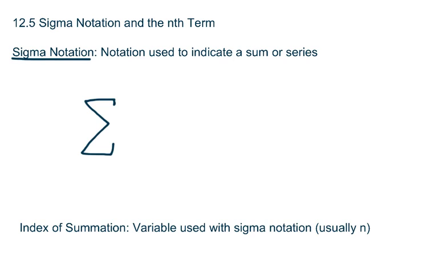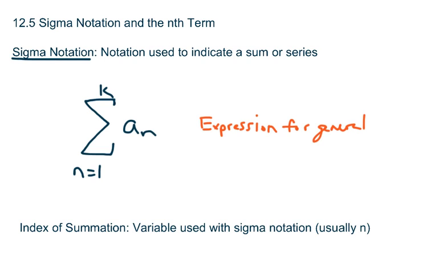Every time you write sigma notation, you need to write something like n equals 1 down there, and k up on top of it, and then a sub n. So what this all represents, the a sub n, that is your expression for the general term of your series. I apologize if that's kind of hard to read. So a sub n, that's your expression for the general term.